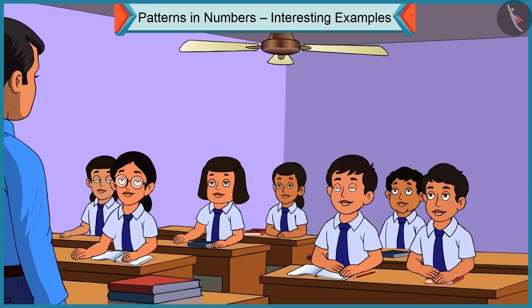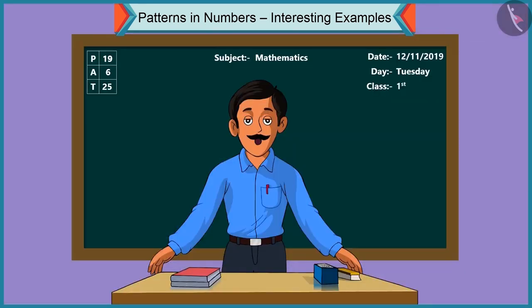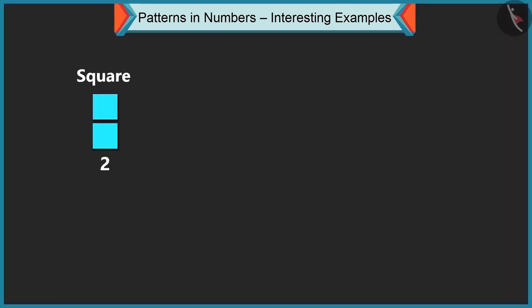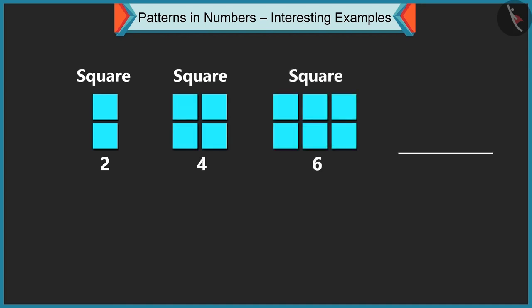Okay, sir. Today, I will draw a pattern with the help of square shapes. First, two squares, then four squares, and then six squares. Children, can you tell me how to move ahead with this pattern? In this pattern, the numbers of squares are increasing.